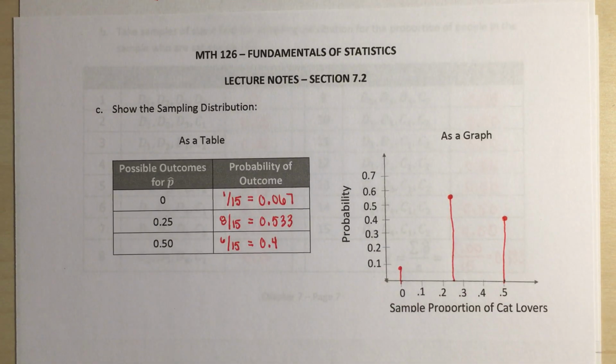So in your homework, for the most part, you're not going to have to worry about creating the sampling distribution as we did here, or making the table or graph, but this was a nice way to tie everything that we've done together, and to compare our population parameter to our different samples and our different possibilities.